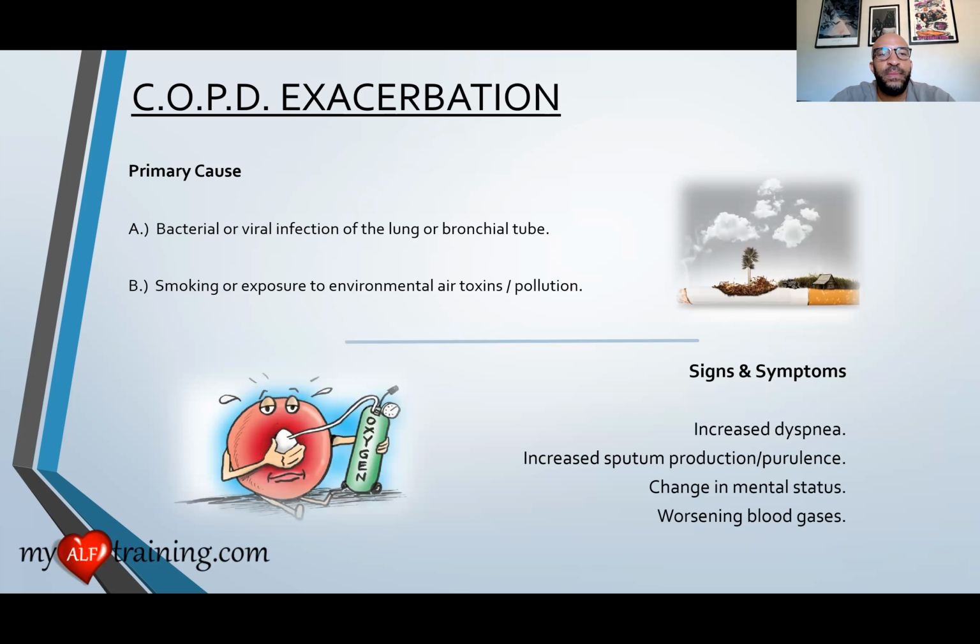Now, this is COPD exacerbation. What is the primary cause of COPD exacerbation? Well, we see this picture here. It's supposed to represent environmental pollutants. And you see the cigarette here that can cause COPD exacerbation. And that's the second primary cause: smoking or exposure to environmental air toxins and pollution. Now, the number one cause of COPD exacerbation is bacterial or viral infection of the lungs or bronchial tubes. That is the number one cause of COPD exacerbation.